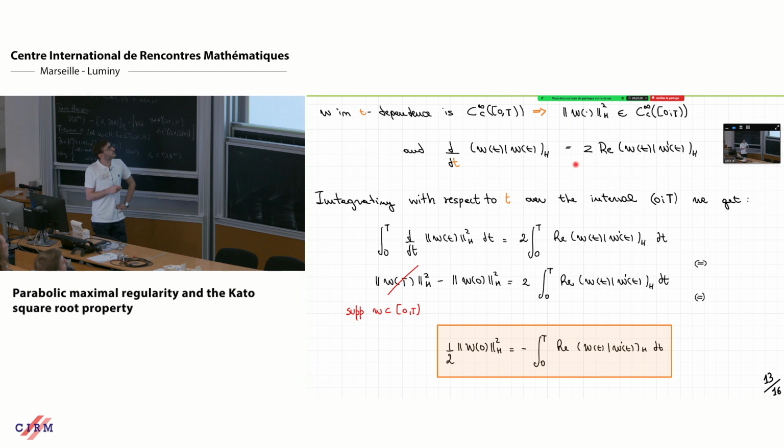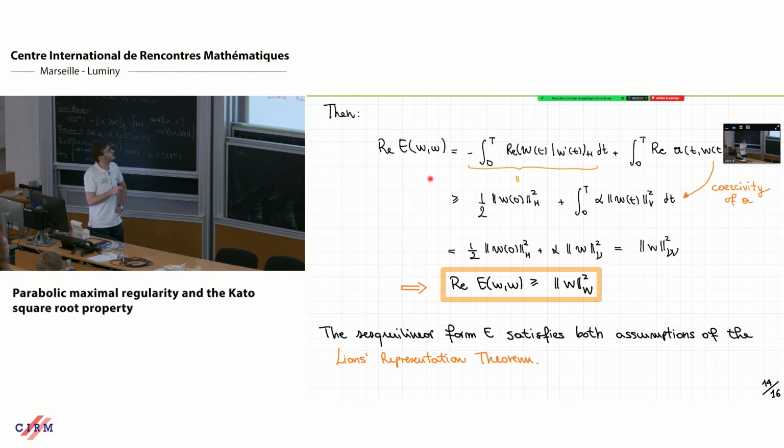Now I take an integral between 0 and capital T on both sides, and I notice that W has support inside [0,T), with T not included. So this means that we are sure that W in T is equal to 0. So this term disappears, and this integral, which is exactly what we want to know about, is exactly 1/2 of the norm of W at 0 squared. So now we can deal with both terms of our sesquilinear form.